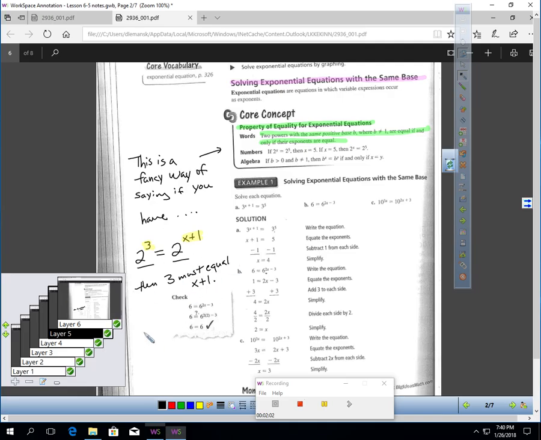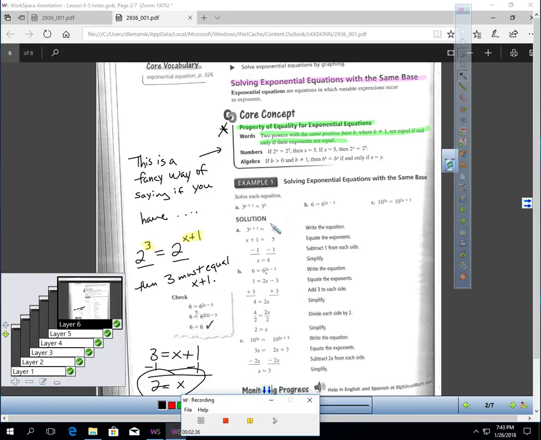So now I could solve that. If 3 equals x plus 1, that means x must equal 2. So 2 to the 2 plus 1 power, 2 to the third power, would equal 2 to the third power. x must be 2. So that's what this property is saying. If we have the same base and we have an equal statement, our exponents have to be equal. Now I can use that to solve equations with the same base. Like, let's look at these examples.